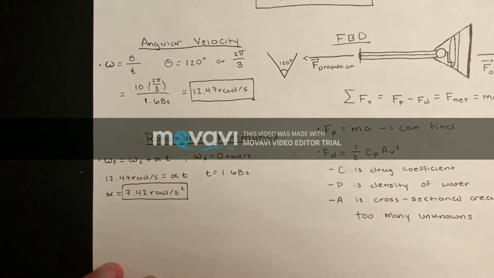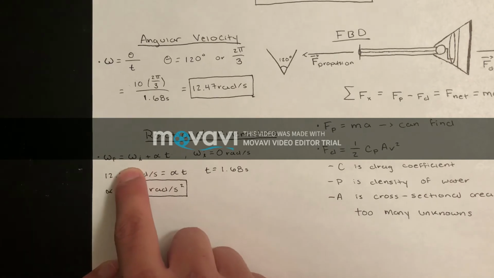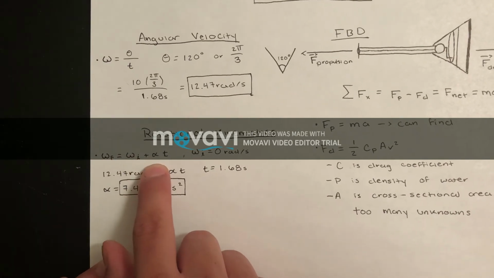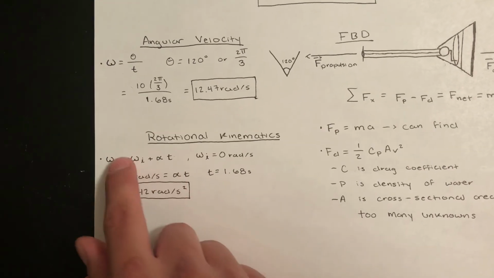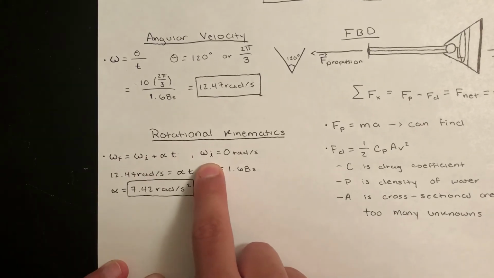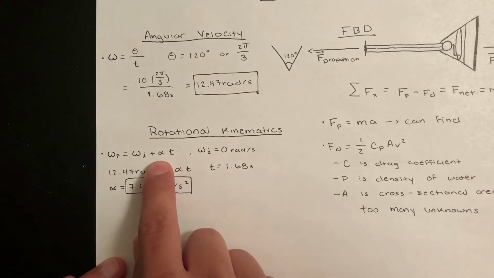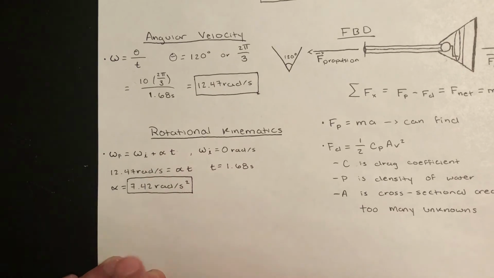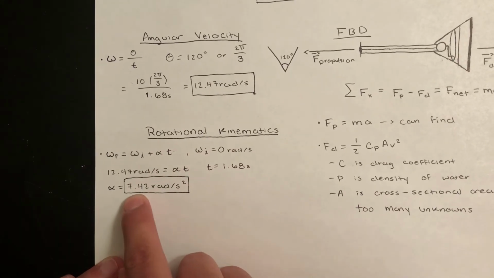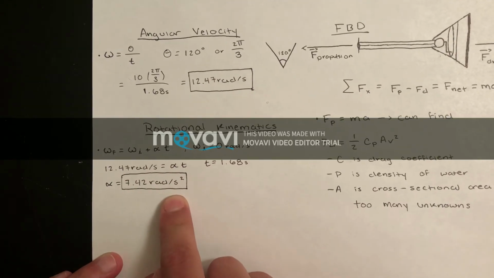So one of the equations states that the final angular velocity is equal to the initial angular velocity plus the angular acceleration times time. So we have all these values, assuming that the initial angular velocity is 0, except for the angular acceleration. Now, solving for angular acceleration, we find that to be 7.42 radians per second.